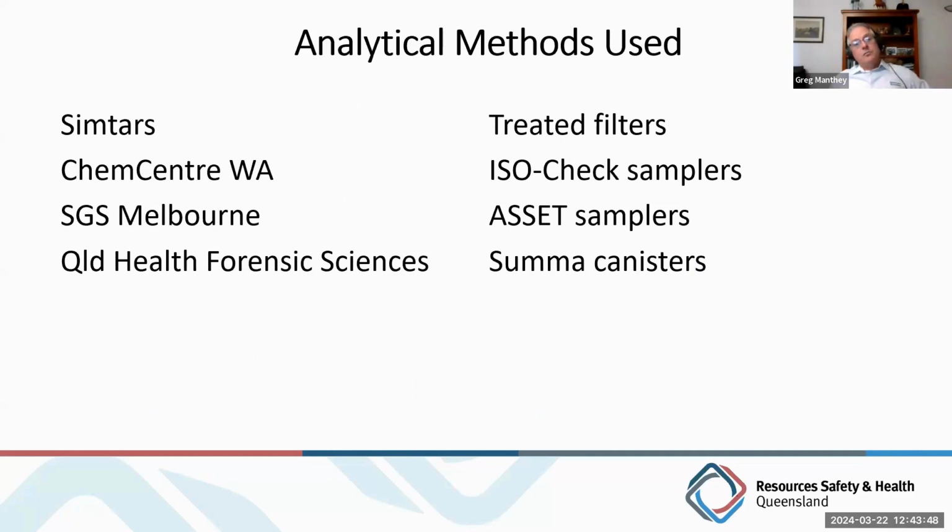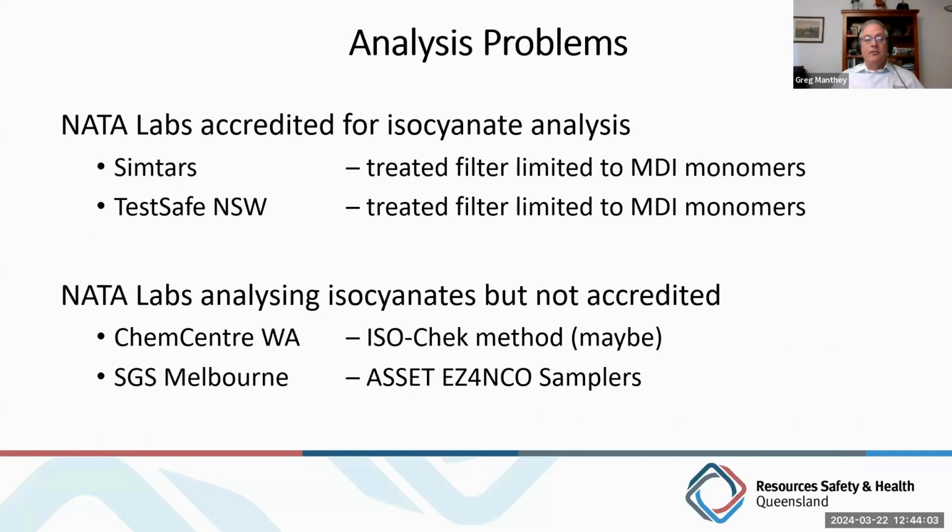Analytical methods we used were through SIMTAS for the treated filters, ChemCentre Western Australia for the ISO checks, SGS Melbourne for the assets, and Queensland Health for the Sumacans. But there are potentially issues with the analysis that I've touched on. You might have another lab accredited for isocyanates, but not necessarily analysing for all of the substances that you think of being analysed for. You may have another lab that does isocyanates, but it's not under their accreditation suite. But that's not necessarily a problem. NATA accreditation provides a high level of confidence in the quality and systems in a lab, but it doesn't necessarily guarantee that the analytical method is accurate for what you're looking for.